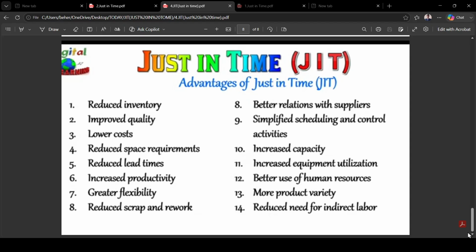So the advantages of JIT are reduced inventory, improved quality, lower cost, reduced space requirement, reduced lead times, increased productivity, greater flexibility, reduced scrap and rework, better relations with suppliers, simplified scheduling and control activity, increased capacity, increased equipment utilization, better use of human resources, more product variety, and reduced need for indirect labor.